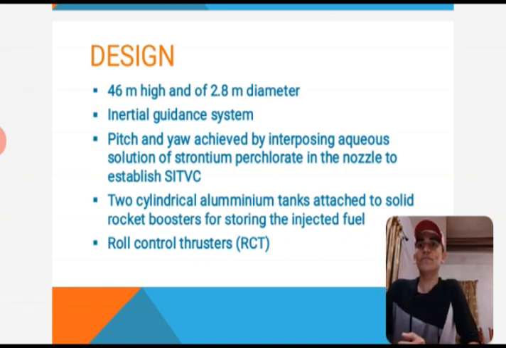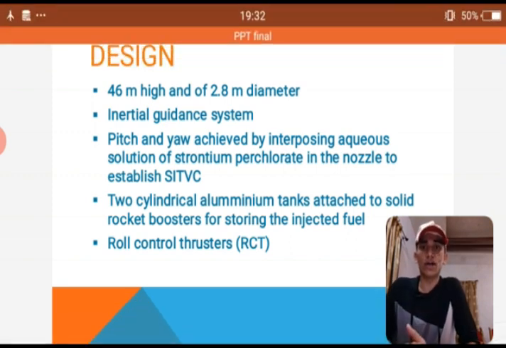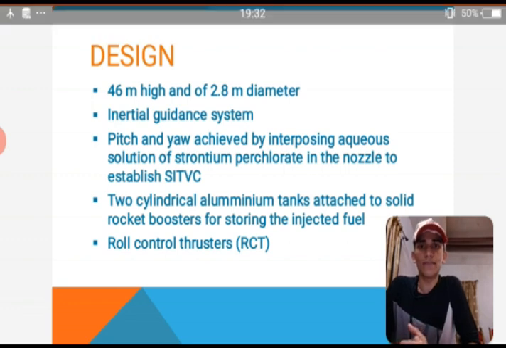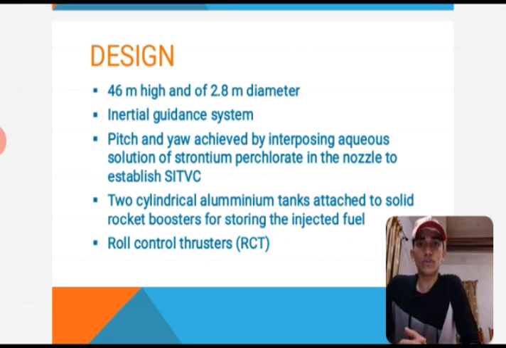Next point is pitch and yaw achieved by injecting an aqueous solution of strontium perchlorate in the nozzle to establish SITVC. Let me tell you about pitch and yaw. These are the nozzle movements of the missile. The movement and deflection of the nozzle is called gimbaling, and pitch is the up and down motion of the nose, whereas yaw is the deflection of the nozzle about a vertical axis. And SITVC stands for secondary injection thrust vector control.